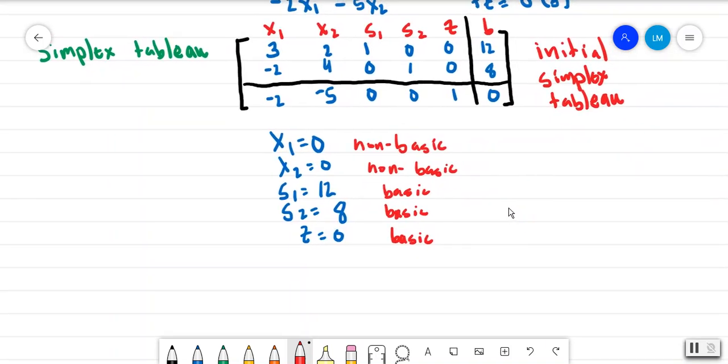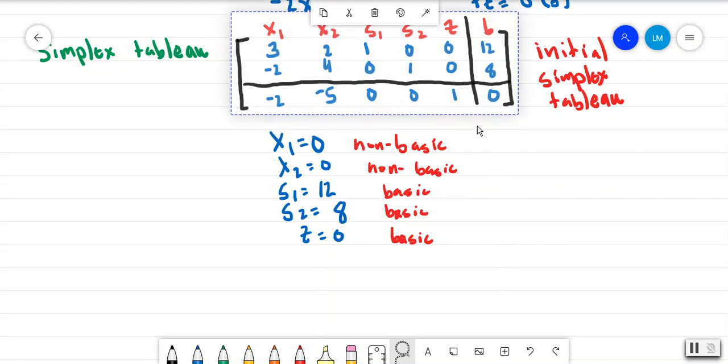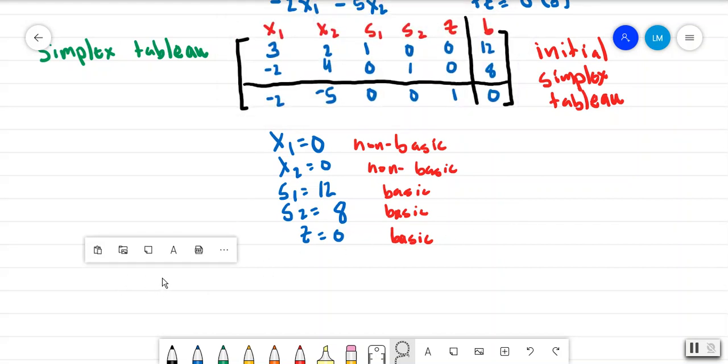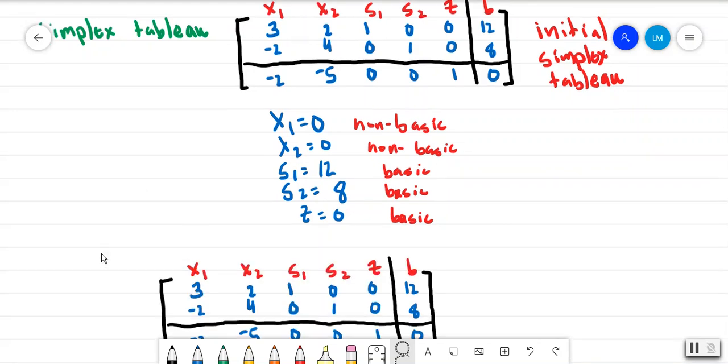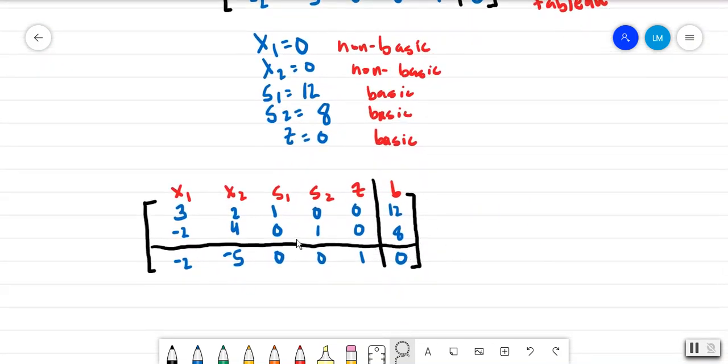Okay, now what I'm going to do is I'm going to rewrite this matrix right here. So let's go ahead and copy our tableau. Okay, so let me just copy this. And then I'm going to go ahead and just move it down over here. Okay, that's good enough.